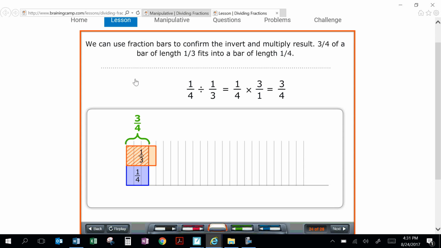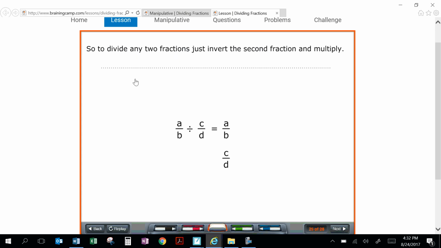We can use fraction bars to confirm the invert and multiply result. 3/4 of a bar of length 1/3 fits into a bar of length 1/4. So how many 1/3 go into 1/4? As you can see here, it goes in way less, so we find a fractional part, 3/4. So to divide any two fractions, just invert the second fraction and multiply.